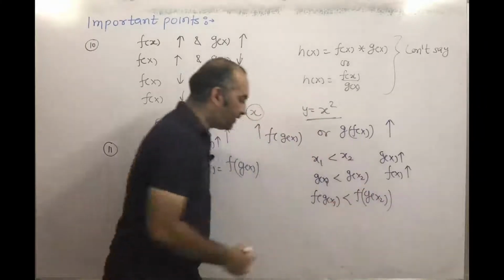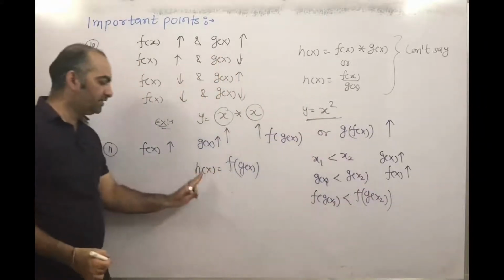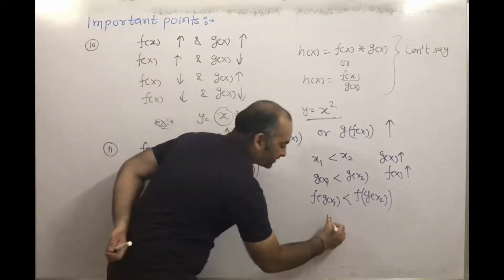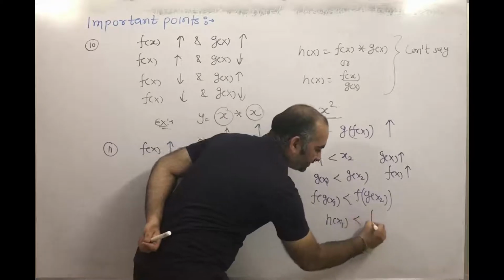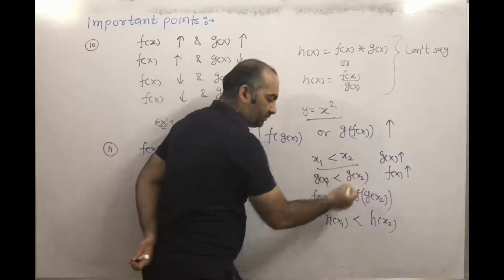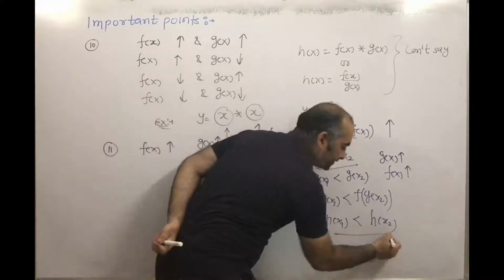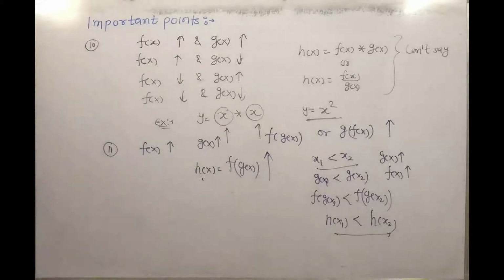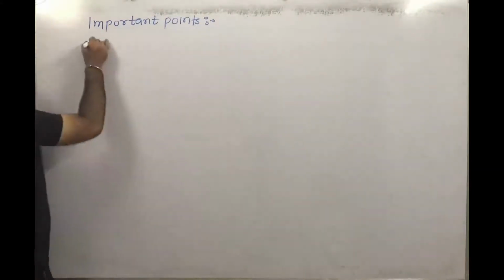This we can say. And what is f(g(x1))? Instead of x in h(x), we have to put x1. So this is h(x1). And this is what? h(x2). So we can say that if you increase the x value, the h(x) value is what? Increasing. So we can say that this function is an increasing function. Next point is what? Point number 12.